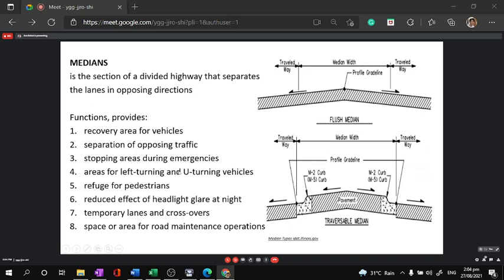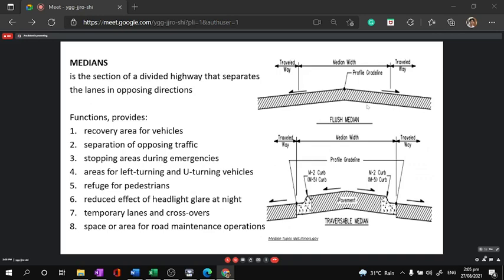Now, medians in general are used as a recovery area for vehicles. So if a vehicle breaks down, if there is no available shoulder on the road, they can rest here in the median, if they break down, crash, or hit something like that. Now, usually the median divides the flow of traffic in opposing directions. So, east and west, south and north. They will try to divide these two opposing directions.